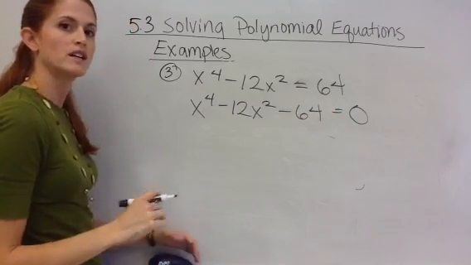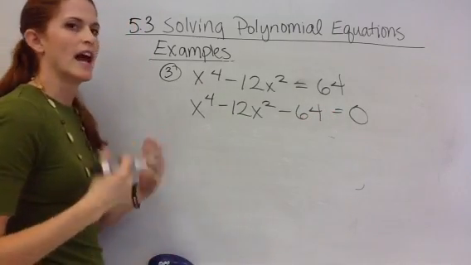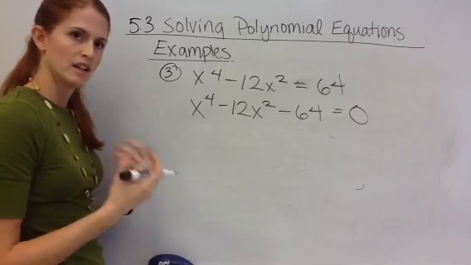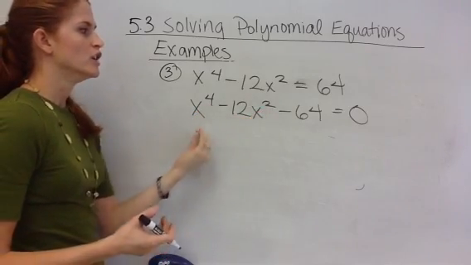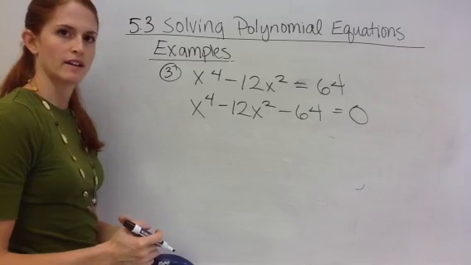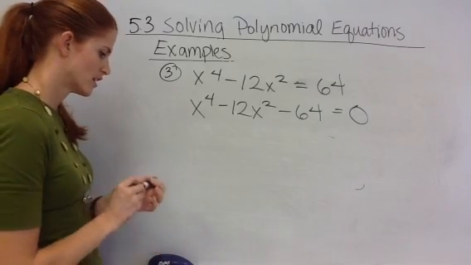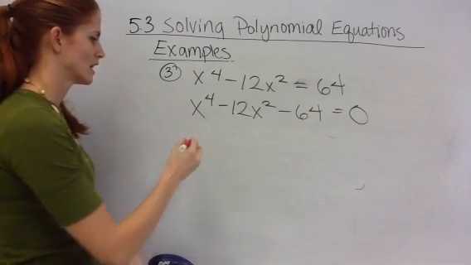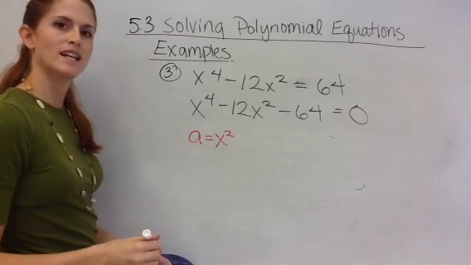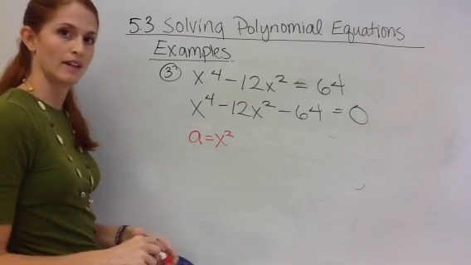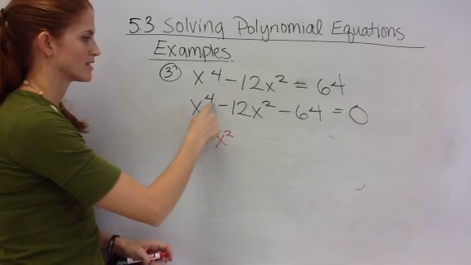What I want to do here, this is just something that you're going to have to recognize. It takes a little while, but because this is x to the 4th and x squared, you can think of this as a quadratic. What I want you to consider is let's let a equal x squared. So every time we see an x squared, we're going to replace it with a. So right here I have x to the 4th.